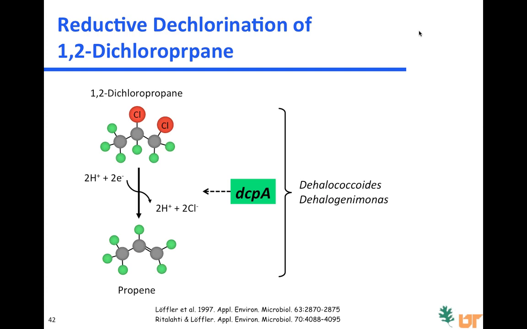And also Dehalogenimonas can dechlorinate 1,2-dichloropropane. And those organisms possess a unique gene that we call DCPA, dichloropropane reductive dehalogenase, that we identified in these specific Dehalococcoides strains and Dehalogenimonas. And this can be a target now to see if these types of organisms are present or not. And so molecular tools to detect DCPA are available now, and MI has access to that.